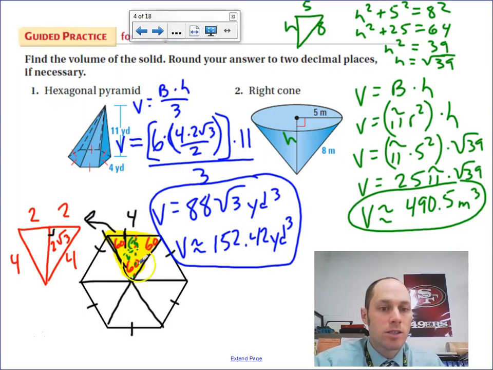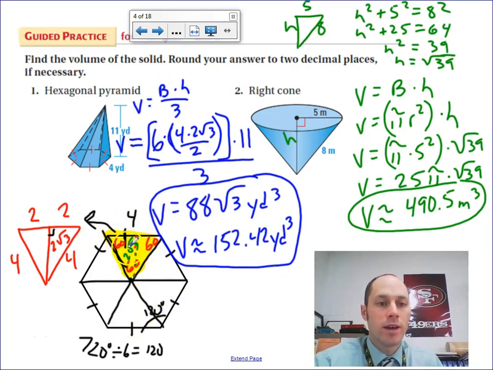But I could also figure out that these are 60 degrees each because this is a 6-sided figure. Remember, the number of sides minus 2 is 4, times 180 means there are 720 degrees total in this figure. If I divide that by 6, I know that each angle is 120. So if I split those each in half, they're each 60. So that's how I get that.